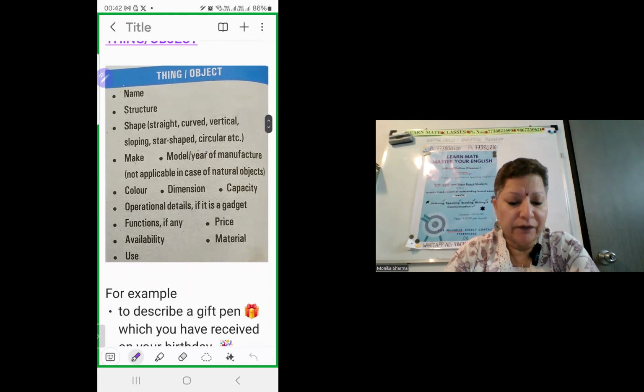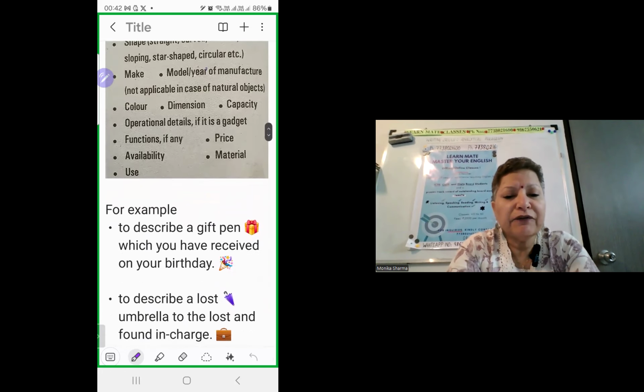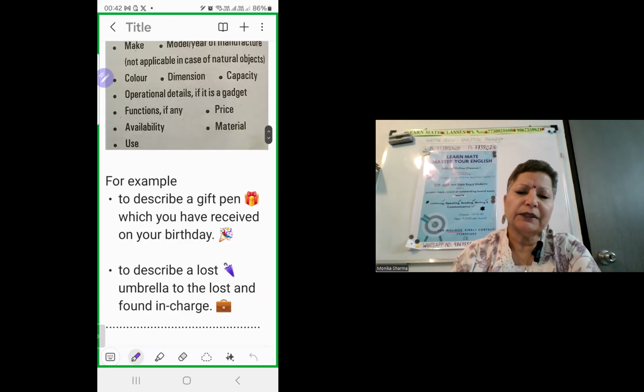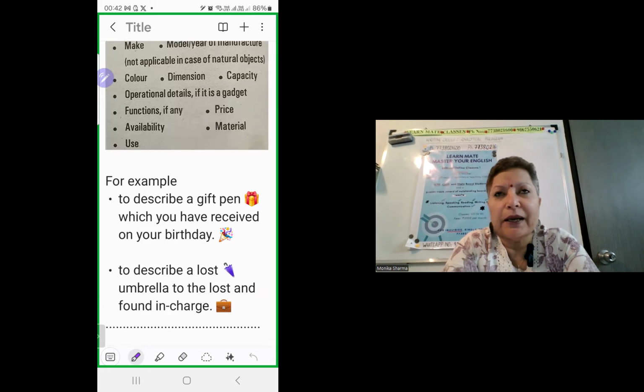From the previous years, you have questions which come up like to describe a gift pen which you have received on your birthday, or to describe a lost umbrella to the lost and found in charge. So, suppose I just pick up this and I describe that lost umbrella. I say, my umbrella, which was my shield in my rainy days.